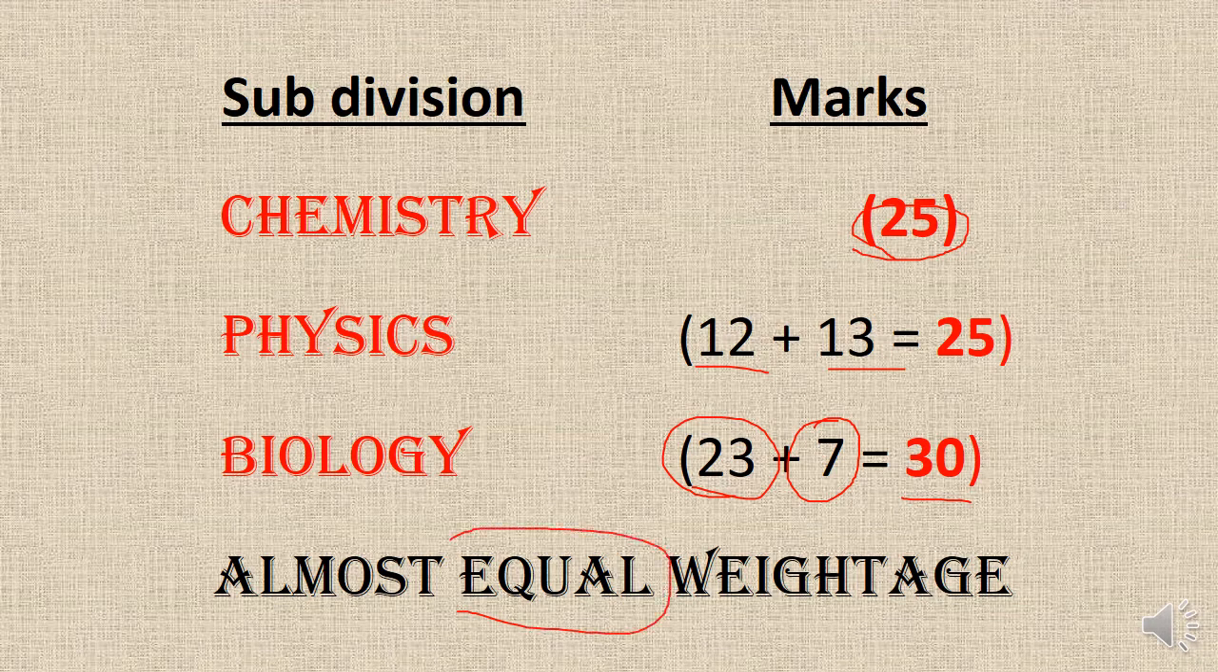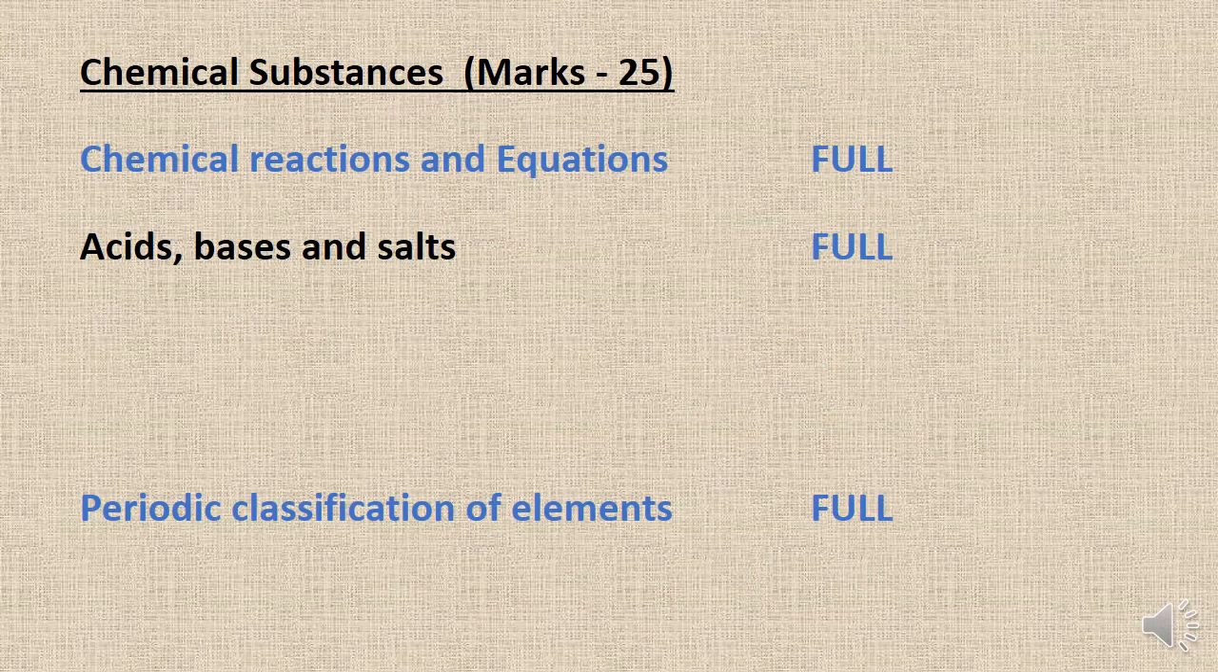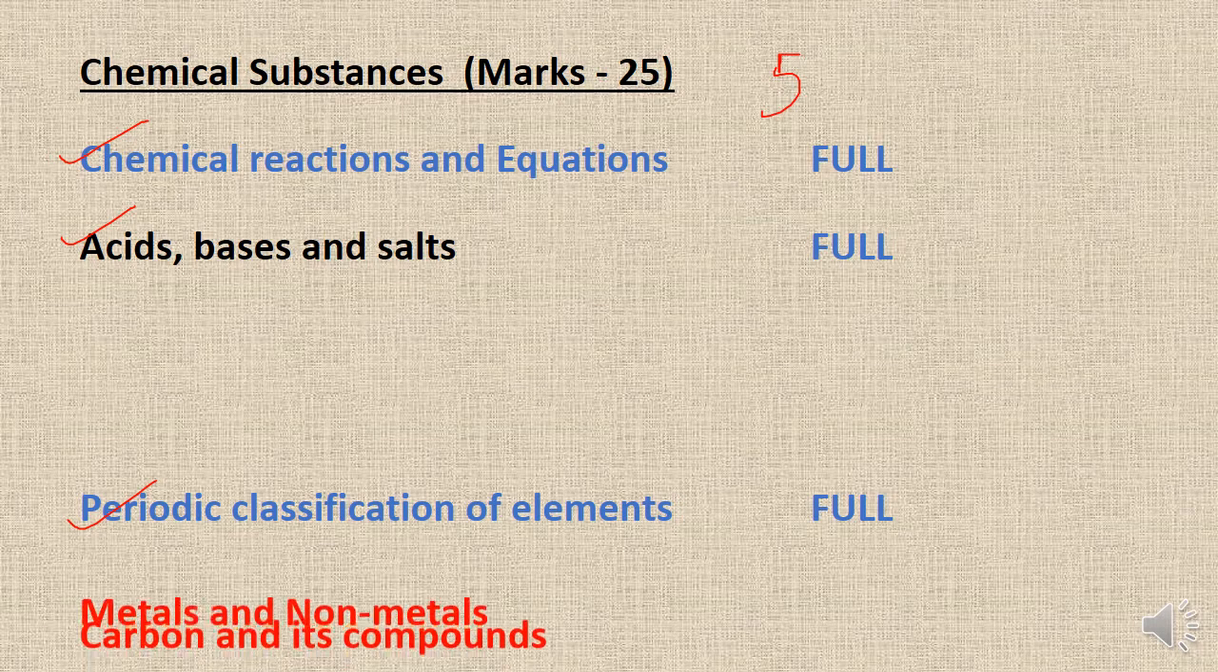Now, let's discuss them one by one. In chemical substances, there are total 5 chapters, out of which you need to study 3 full chapters. And these are chemical reactions and equations, acids, bases and salts, periodic classification of elements. The deleted topics belong to metal and non-metal and carbon and its compounds.